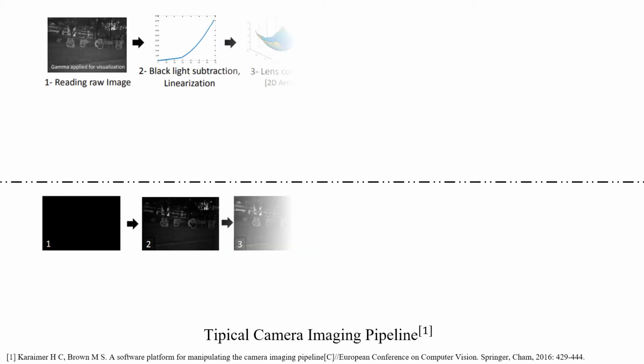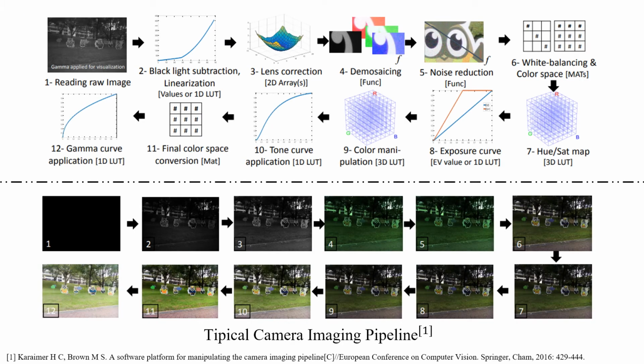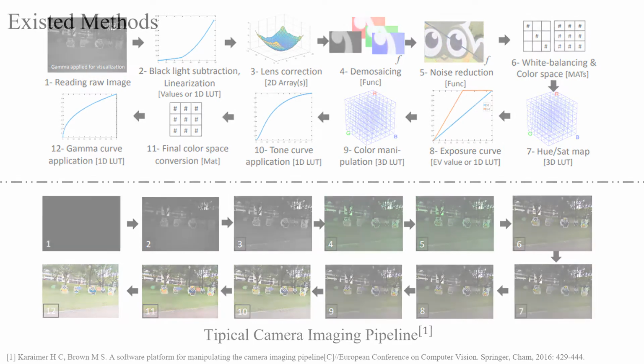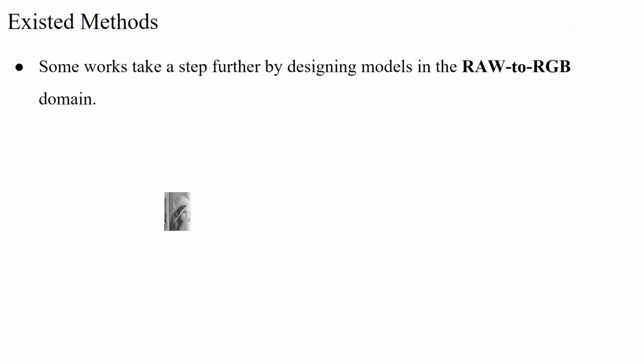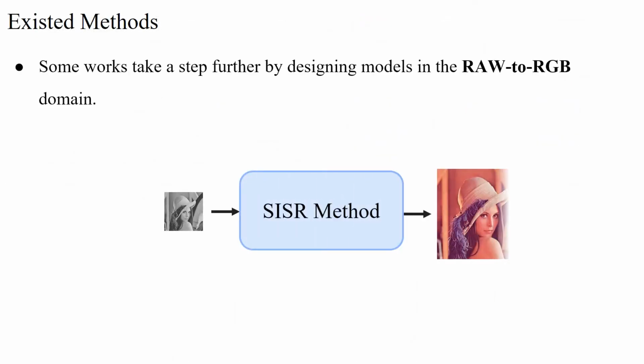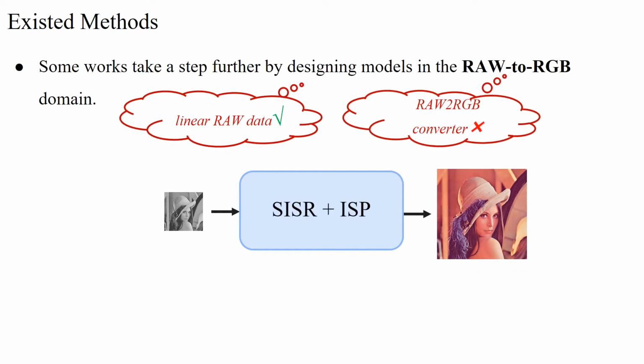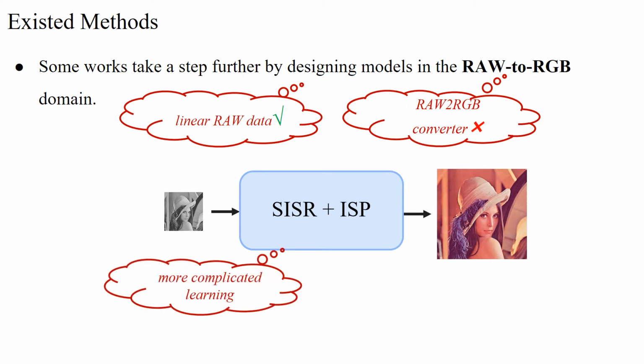Here is a typical camera imaging pipeline. The whole complex pipeline will make the linear raw image into the nonlinear RGB image, and even lose some details. Some works take a step further by designing models in the raw to RGB domain. However, the model learns not only the super resolution but also the pipeline of an ISP, which greatly increases the complexity of learning. So we think about whether raw to raw is a better choice? This question we put on the back to answer.